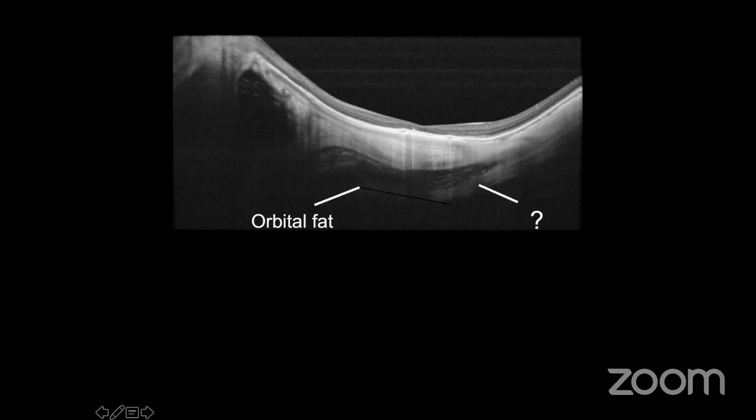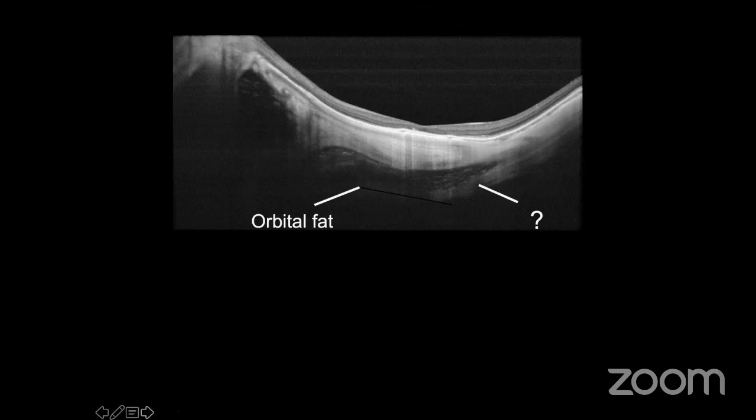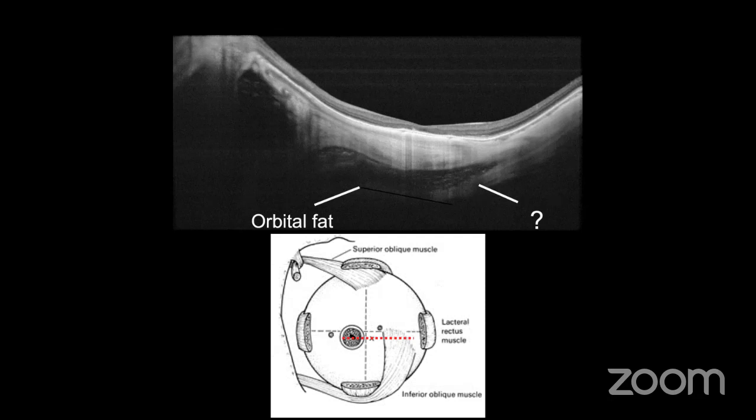And I'll ask the audience, what do you think this structure could be? I'll answer this one. Okay. So, this is thought to be the inferior oblique muscle aponeurosis. If you look at the back of the eye from behind, this is the nerve. And if you take this cross line, like here, you can see this is most likely to be the inferior oblique aponeurosis.